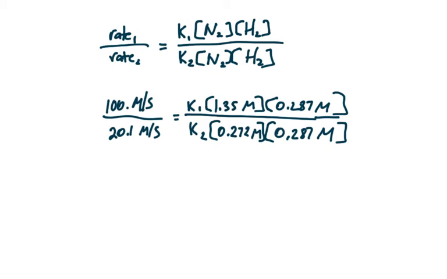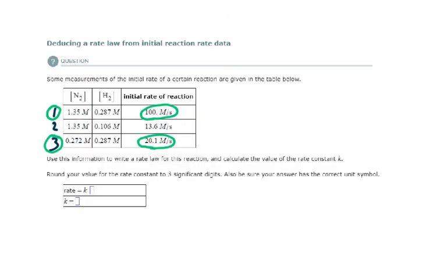All right, so again, this is all we've done. This is trial 1, and this is trial 3. Okay, and I've just substituted the rates and the concentration of N2 and H2 here. All right, I got that information from this table.